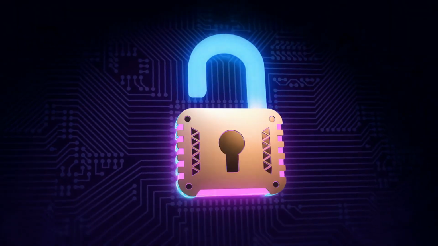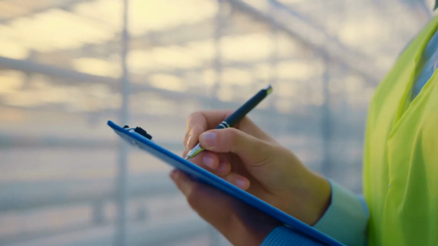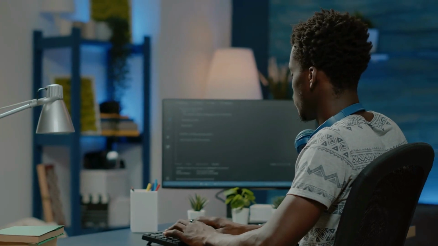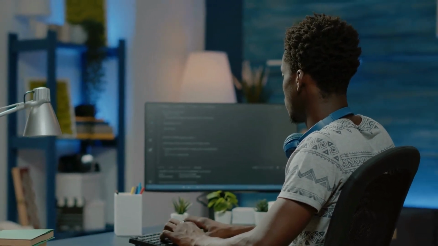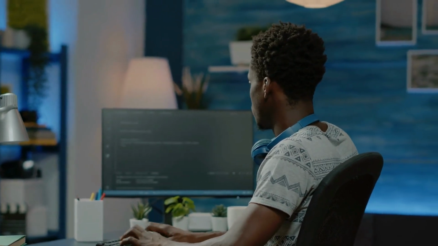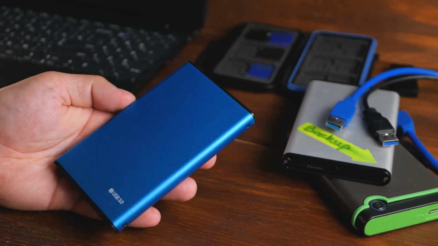Data integrity and security. Ensuring data integrity and security is a critical aspect of database management. This includes implementing mechanisms such as data validation, constraints, and access controls to prevent unauthorized access, maintain data consistency, and enforce data integrity rules.